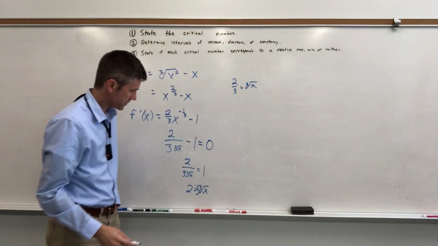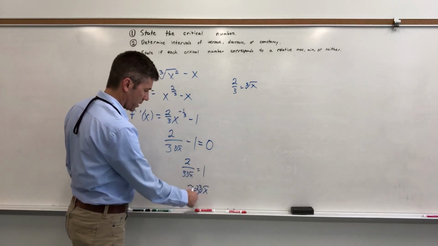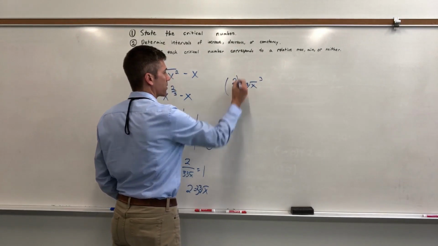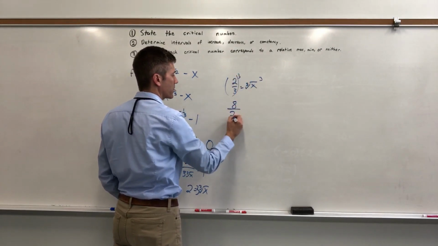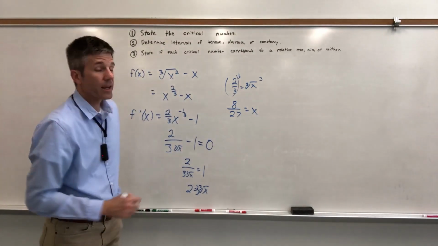And yeah, making sure my work is good. Multiply this, bring it up, divide by 3. There we are. We're going to cube both sides. I'll cube this. I'll cube this. 8 over 27 is x. Found it. Great. Wonderful.